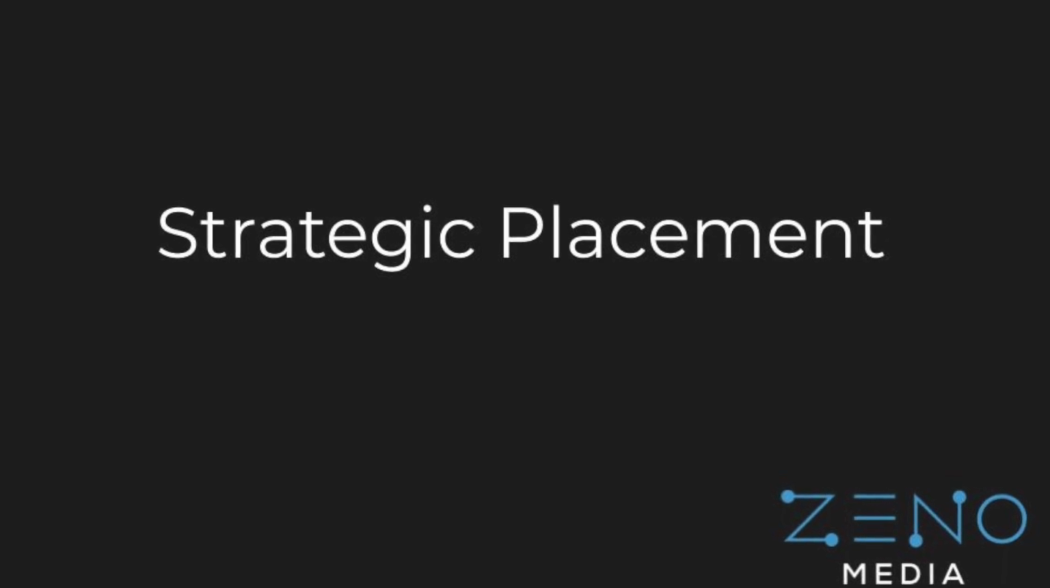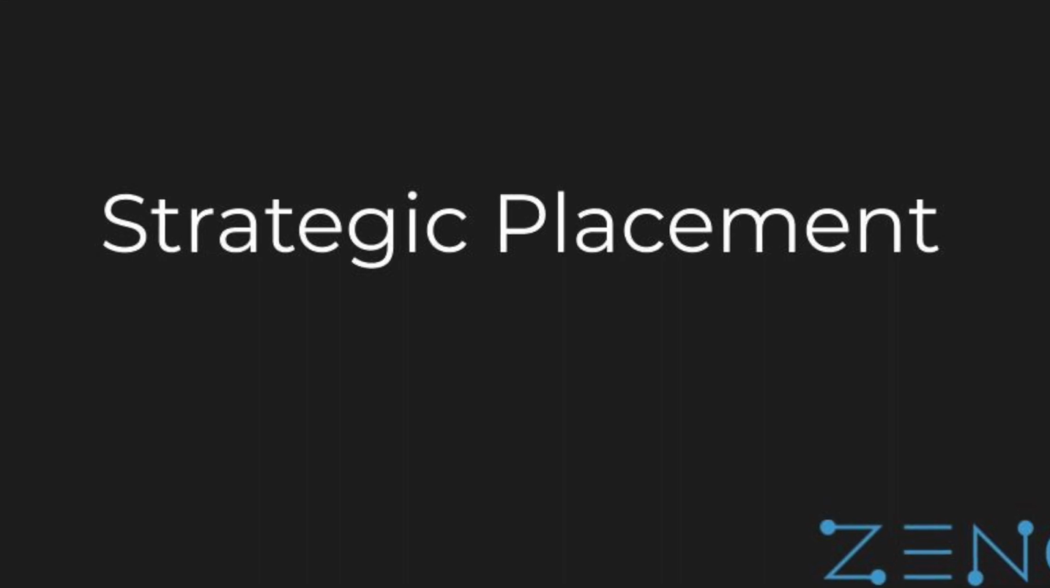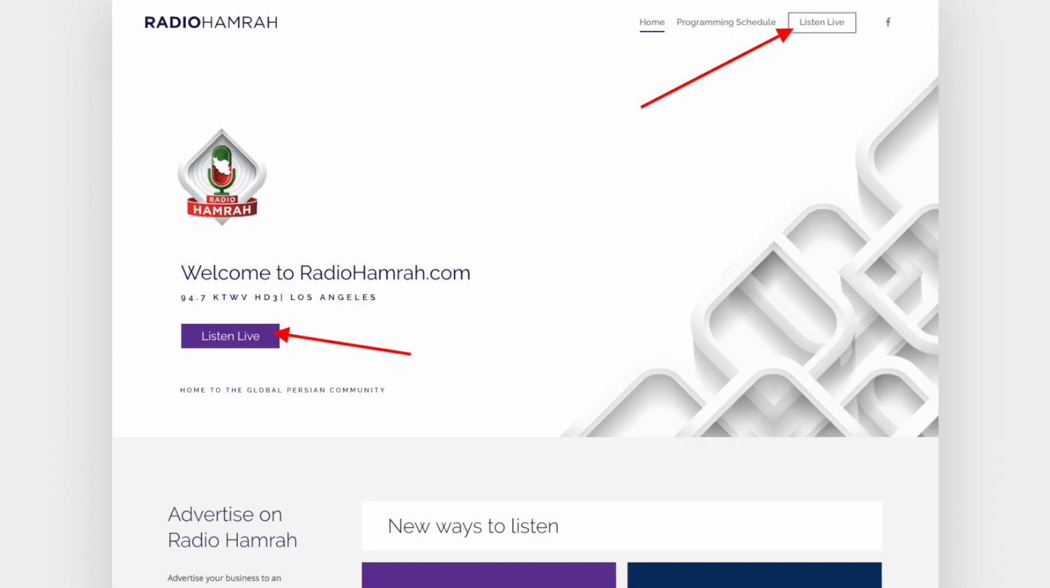Our last tip is strategic placement. Like we saw on Radio Hamra's website, they placed links to their microsite right below their station name and also along the top bar on their webpage. This makes it easy for listeners to find the live stream. If they're on their page, chances are they want to listen to the station, so we want to make sure that it's easy for them to find at any moment.